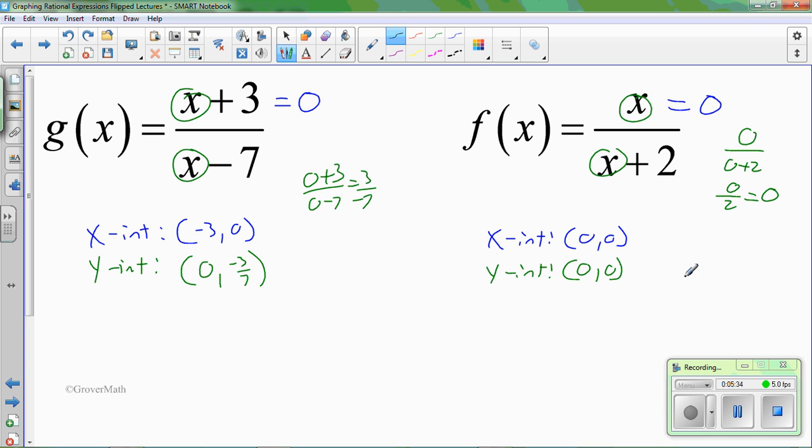And this isn't surprising because the coordinate 0, 0 is the origin. It's on both the x and the y axes. It's the only point on both. So if 0, 0 is an x-intercept, it's definitely also a y-intercept because it's on both axes. It makes sense that if you have it for one, you're going to have it for both.